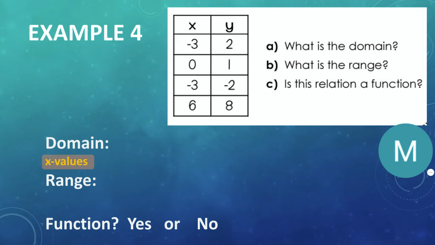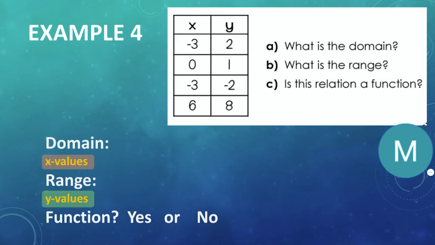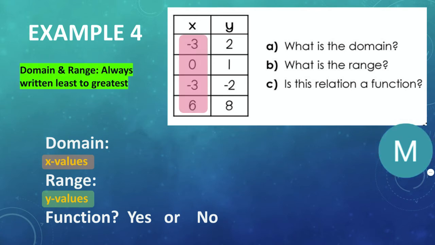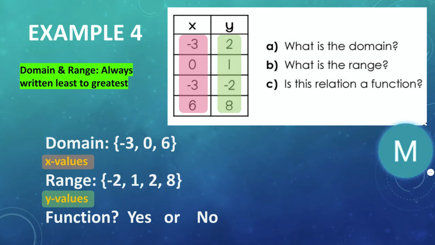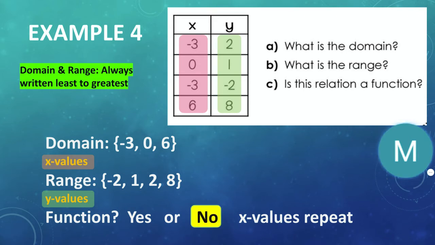Example 4. Again, domain are all the x values, range are all the y values. So I'm going to highlight all the x values first. We always write domain and range least to greatest. So it's -3, 0, 6. Again, I do not write the -3 twice because you don't have to repeat the numbers. My range are all the y values, written least to greatest, so it's -2, 1, 2, and 8. My x values repeat, and since I have the -3's repeating in the x values, this is not a function.